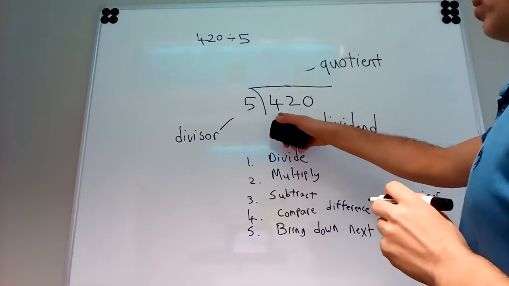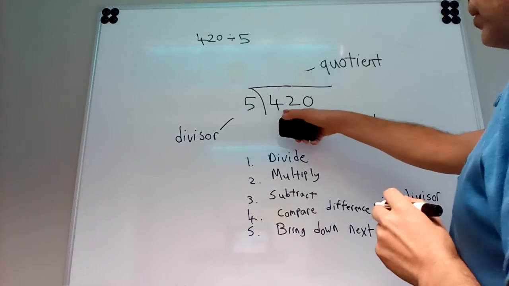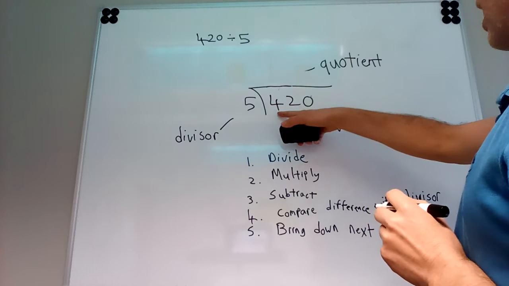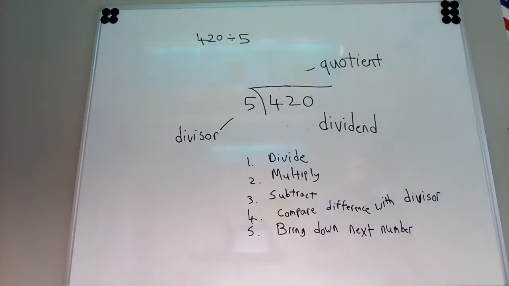5 will not go into 4. 5 is bigger than 4. So I have to go to the next number. Okay? So 5 will go into 42. Well, there's not an even number that it'll go into, but what's the largest number that I can use for 5 to go into 42?